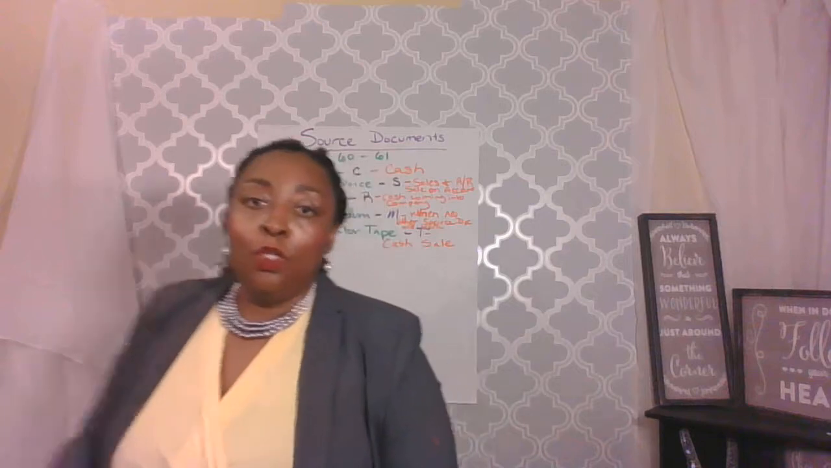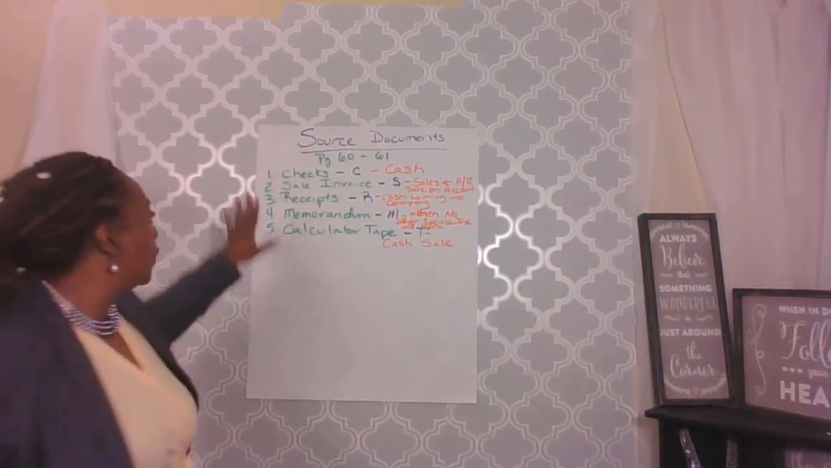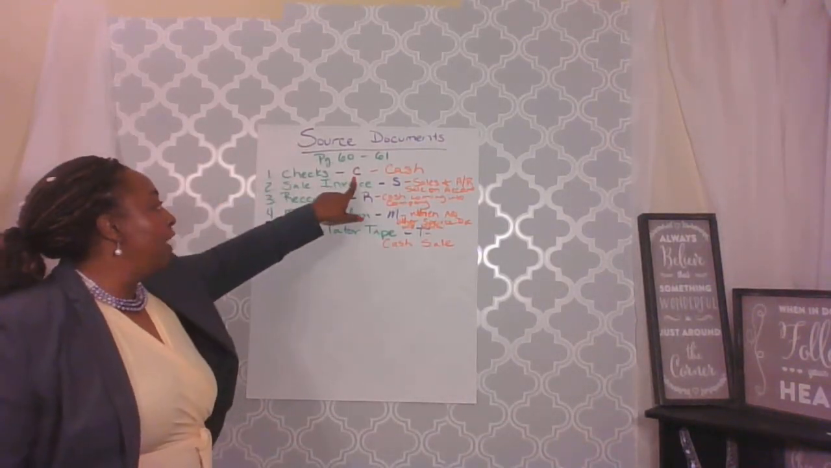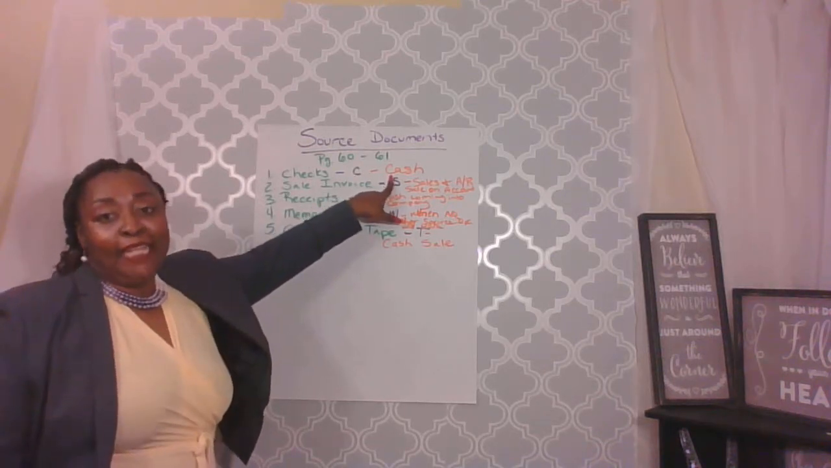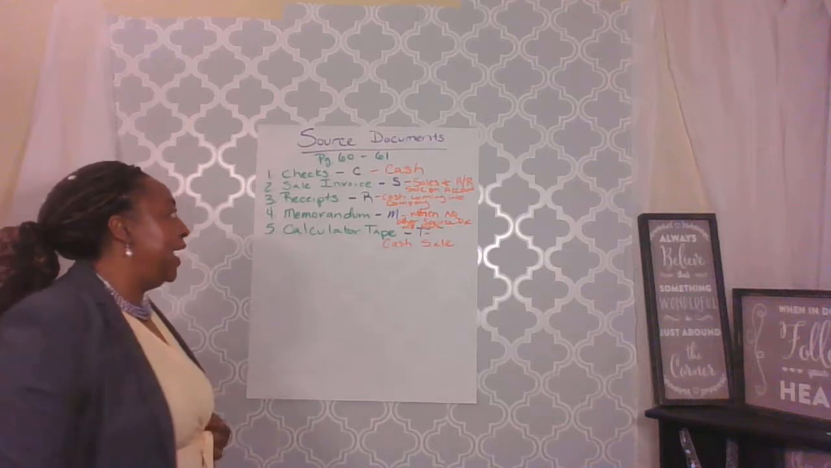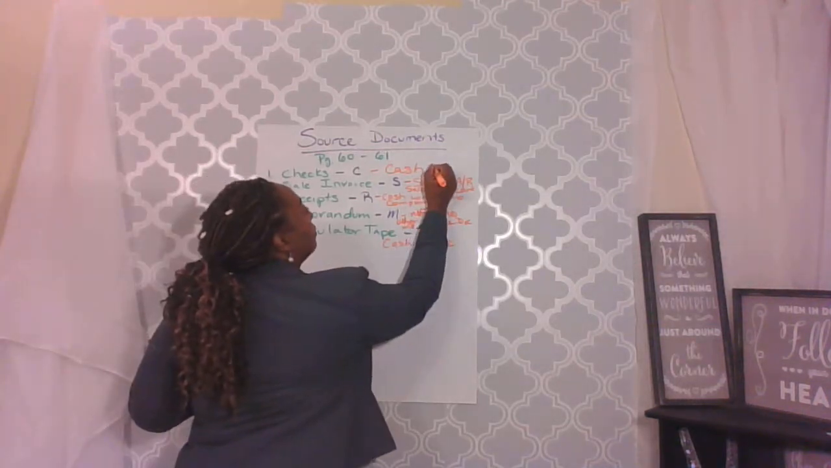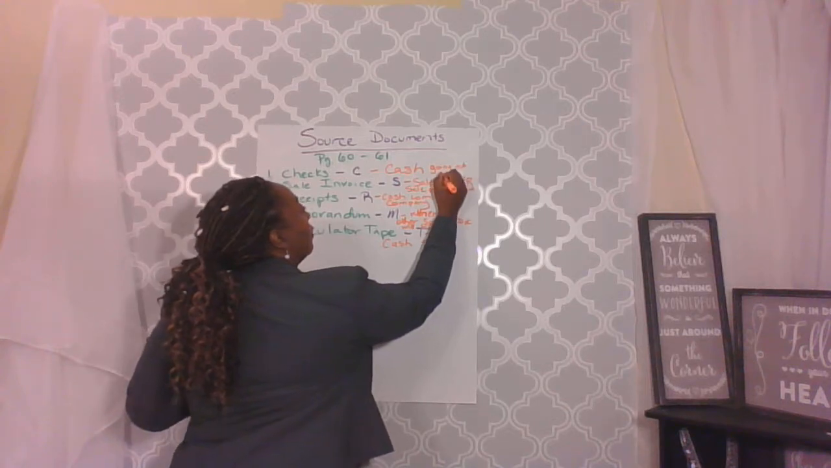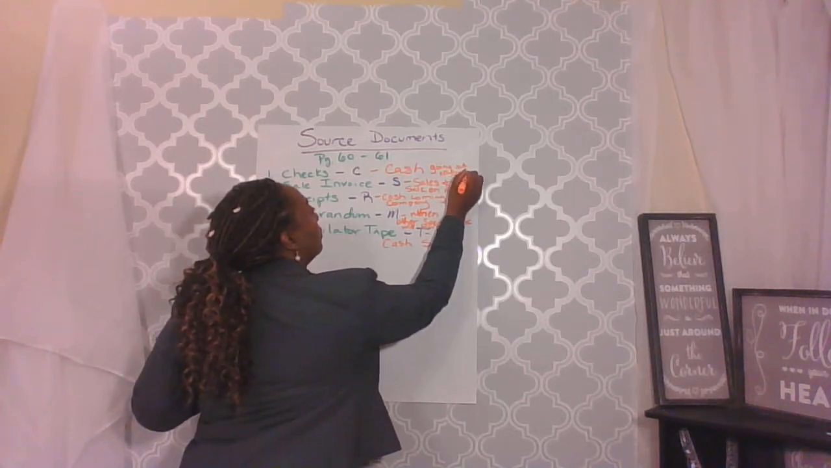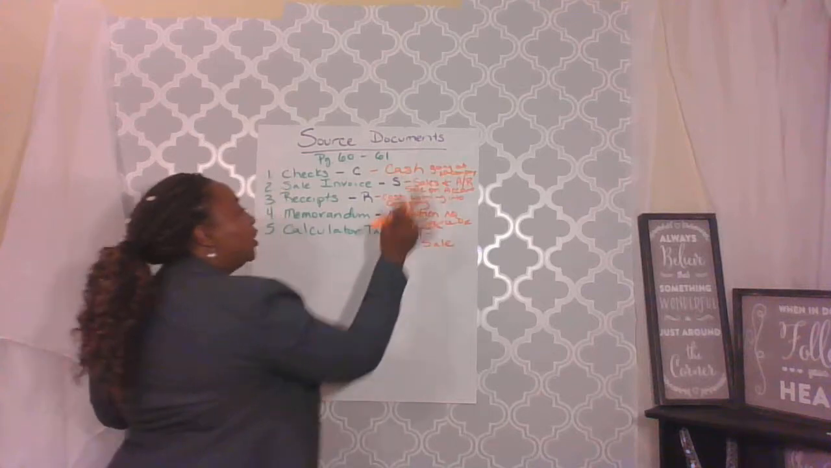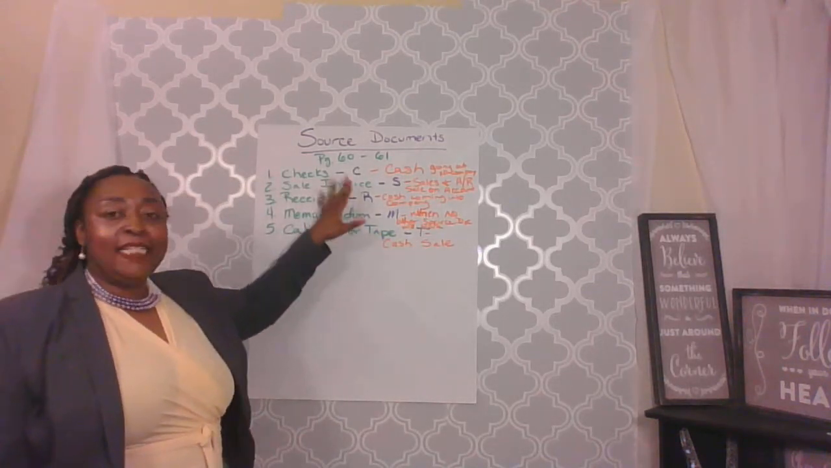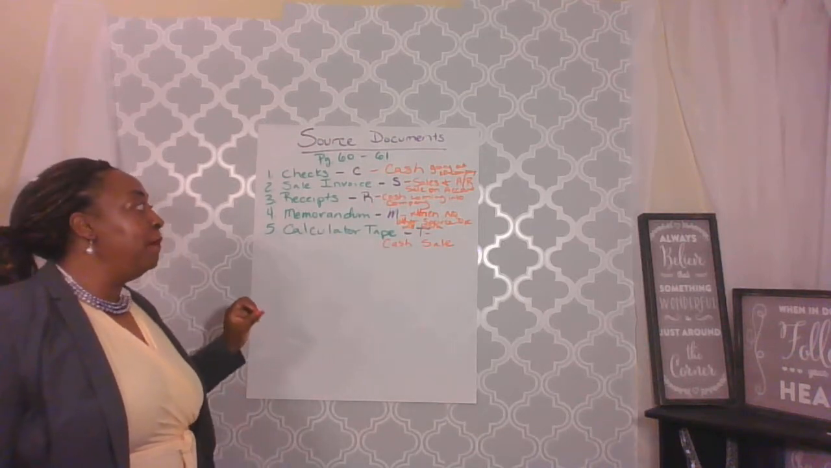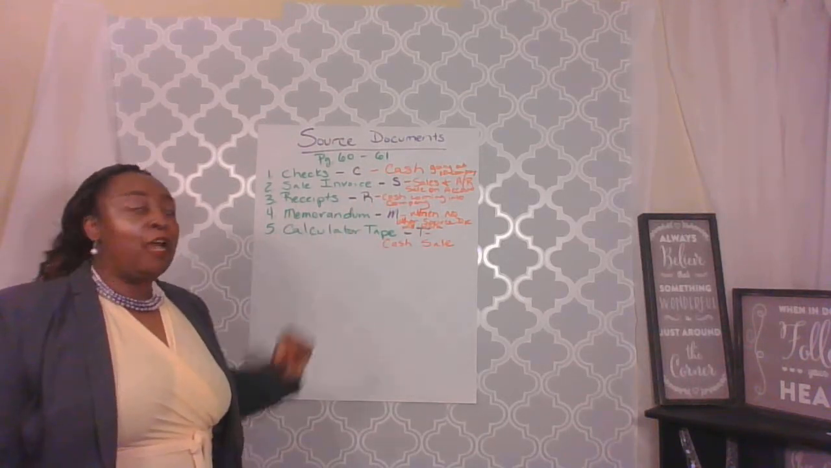Okay, so we have our 5 source documents. We have checks, abbreviation is C, and we use them when we are spending cash, so we're paying out cash. I wrote cash is going out of the company. Then we have a sales invoice. This is for a sale on account. This will always impact sales and accounts receivable.